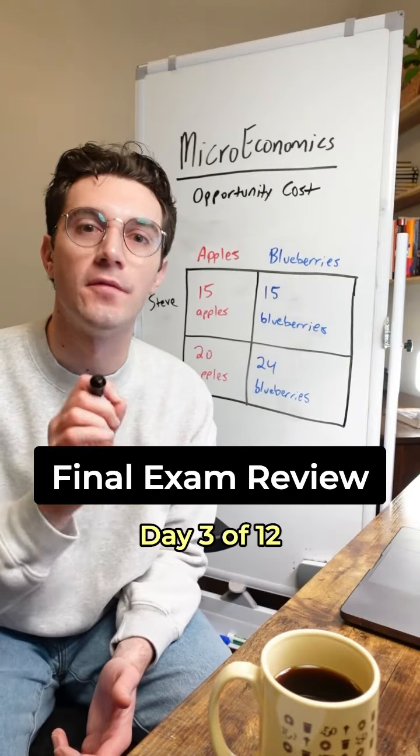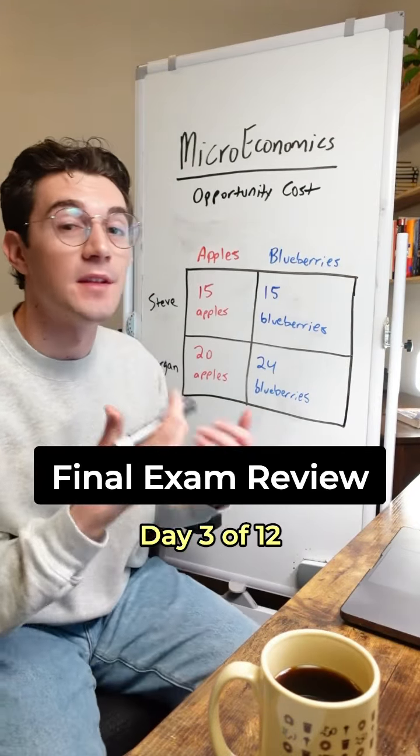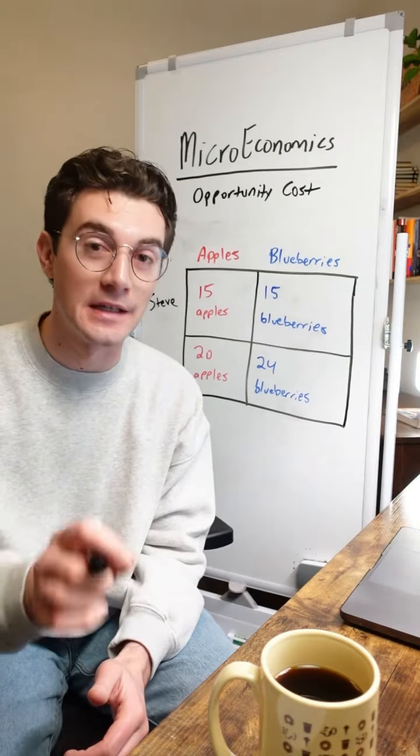When you're working with comparative advantage type problems on your microeconomics final exam, this is how you calculate the opportunity cost for a given good for a given party.